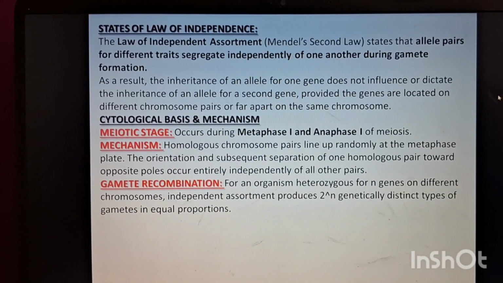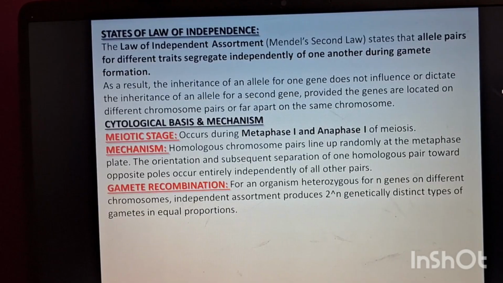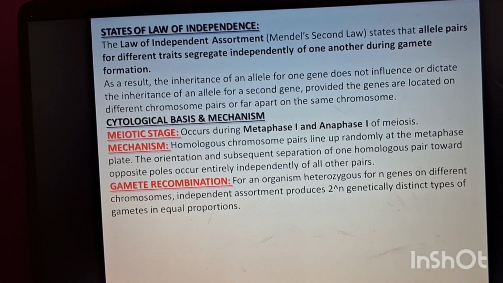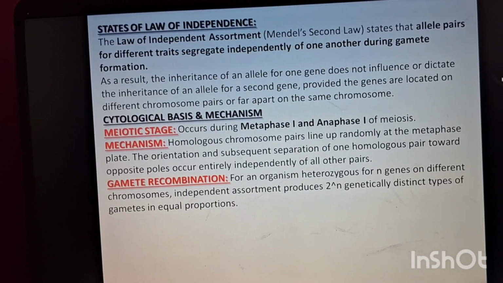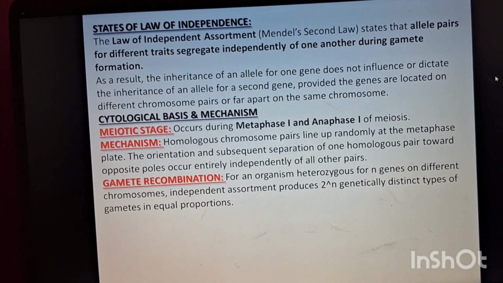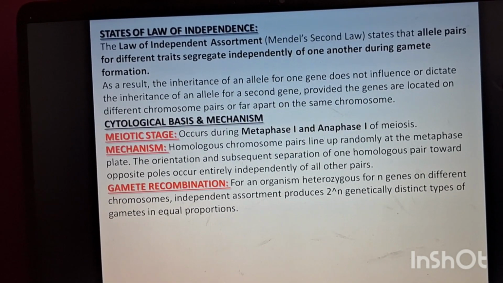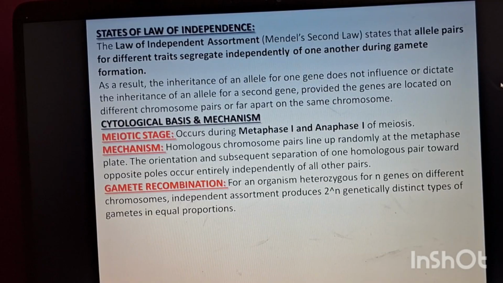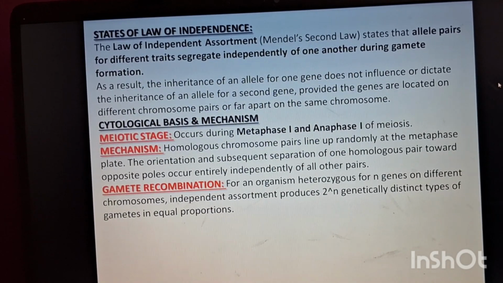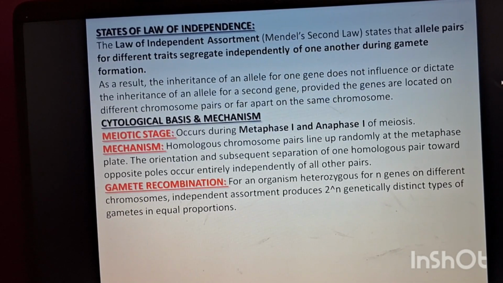States the law of independent assortment. The law of independent assortment states that the allele pairs for different traits segregate independently of one another during gamete formation. As a result, the inheritance of an allele for one gene does not influence or dictate the inheritance of an allele for a second gene, provided the genes are located on different chromosome pairs or far apart on the same chromosome.